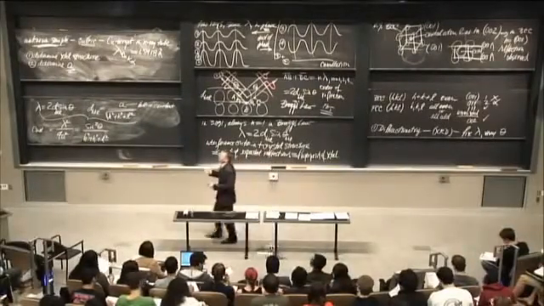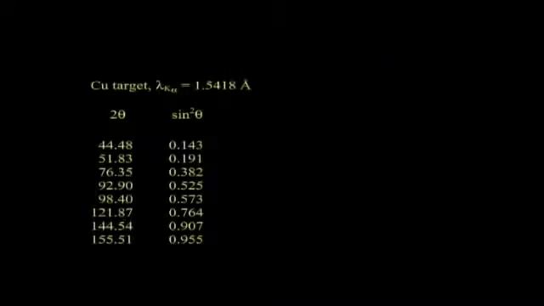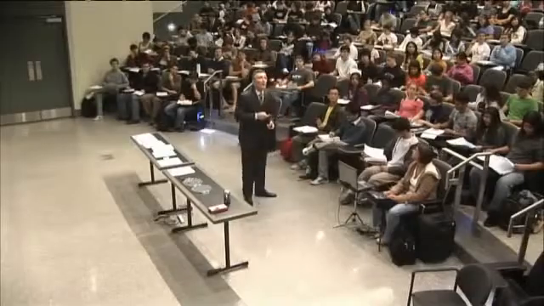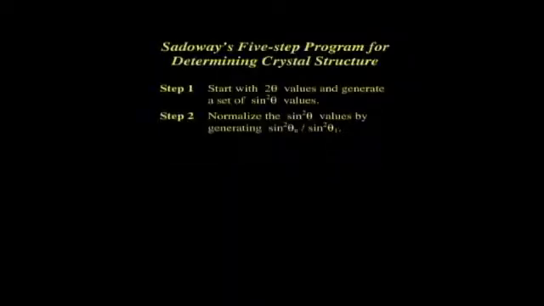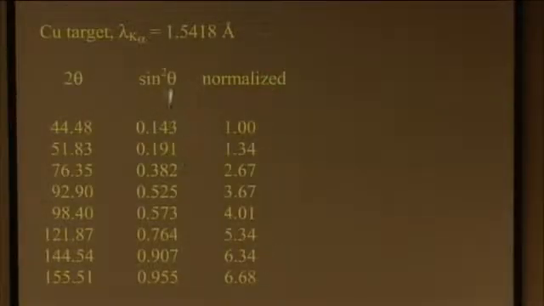So let's see. Start with 2 theta values and generate a set of sine squared theta values. That's what Sadoway says first. So I took 2 theta. All I did was make 1 theta and then took the sine of it and then took the square of the sine. So this is the data set transmogrified into sine squared theta. All right, what's the next thing he says? Normalize by dividing through with the first value. So I'm just going to take this whole series and divide it by 0.143. And now I end up, instead of 0.143, 0.191, I got 1, 1.34, and so on. So that's what I mean by normalize. Normalize to the first entry.